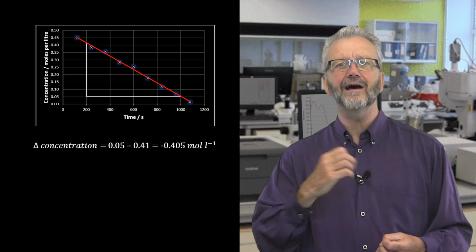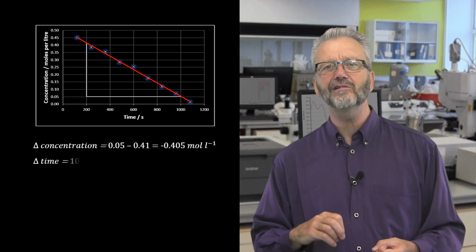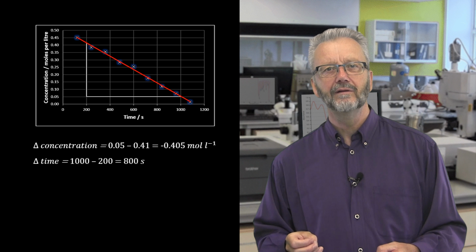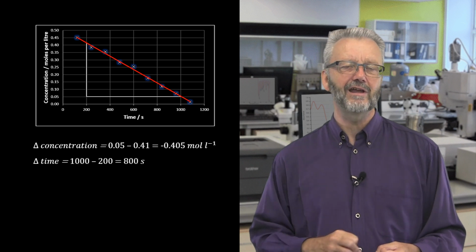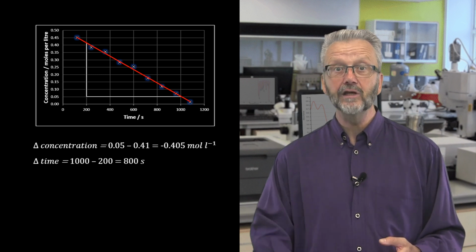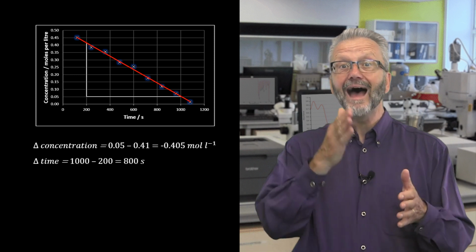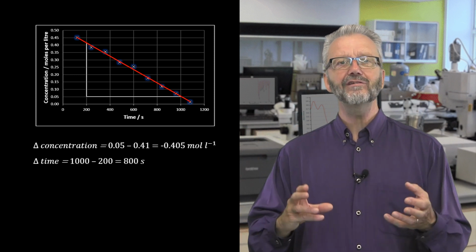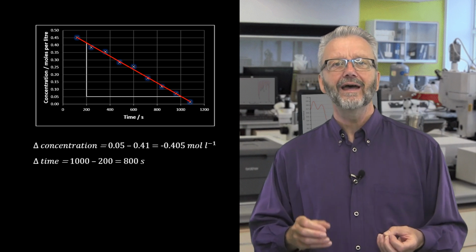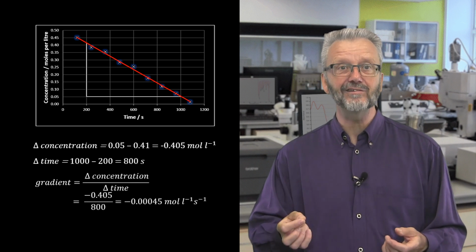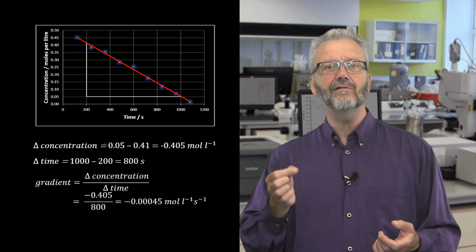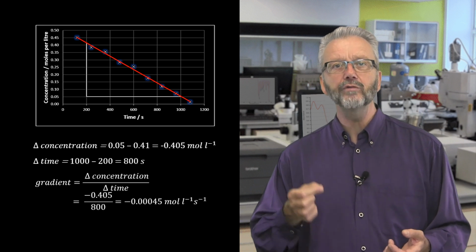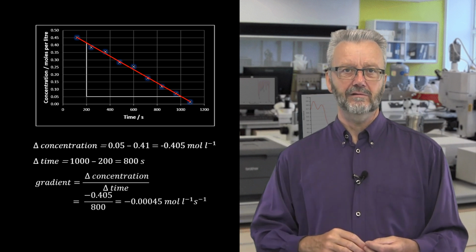Change in time is calculated by subtracting the earliest time from the later one. This gives a positive change in time, which is correct. We were monitoring the reaction as time progressed. Hence, our gradient of the graph is calculated to be minus 0.00045 moles per litre per second.